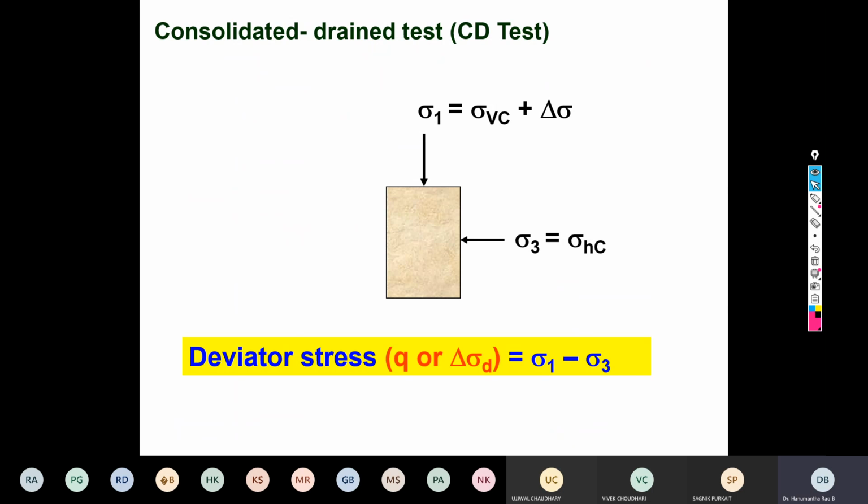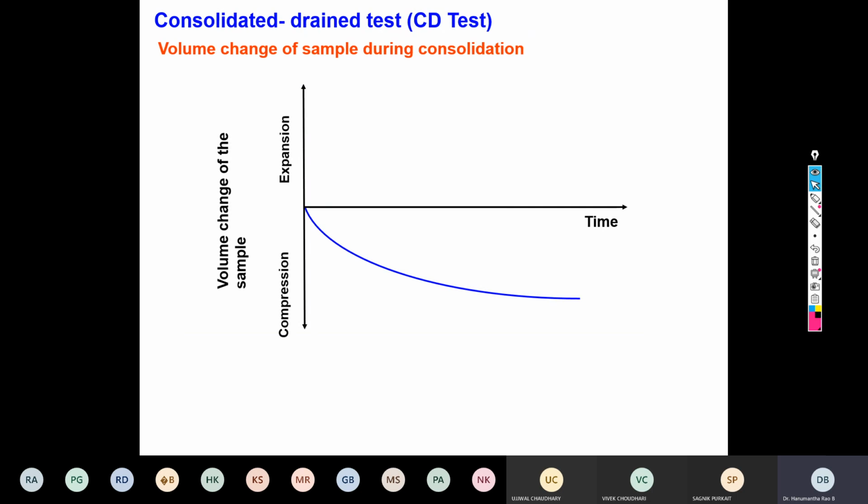So this is what is the deviatoric stress. The confining pressure is sigma 3, and the summation of confining pressure plus incremental pressure is the major principal stress, with sigma 3 the minor principal stress. So deviatoric stress is nothing but sigma 1 minus sigma 3. So this is the result that we normally get from a CD test or from any triaxial testing, whether you take CU or CD. However, there is a small difference.